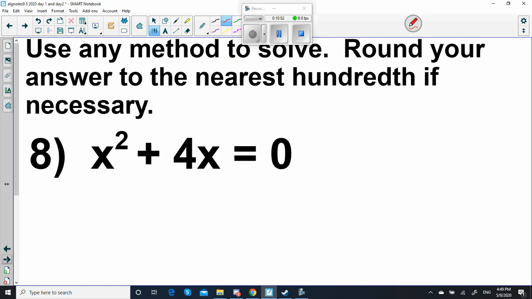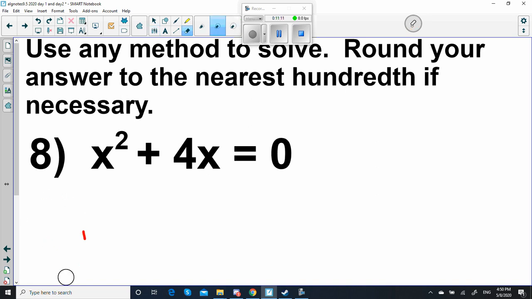All right, number 8. It's got to be x. I think I'm going to try to factor this. Now, if I used quadratic formula, a would be 1, b would be 4, and c would be 0 because there's no c. Okay, but I'm not going to use quadratic formula because I can factor this.